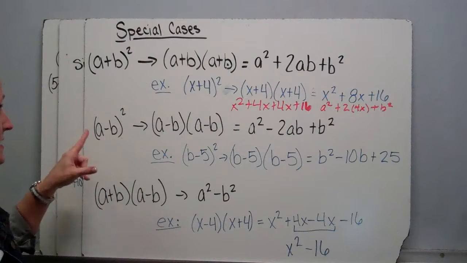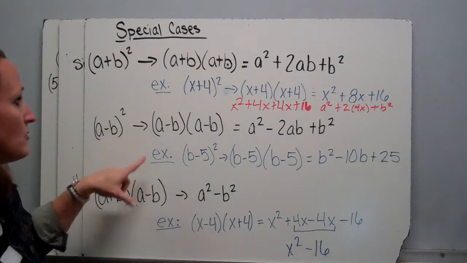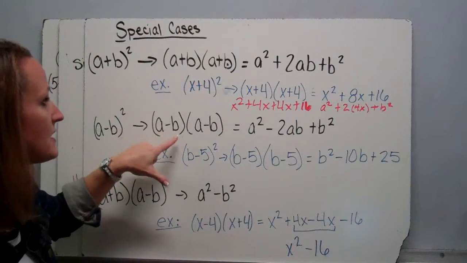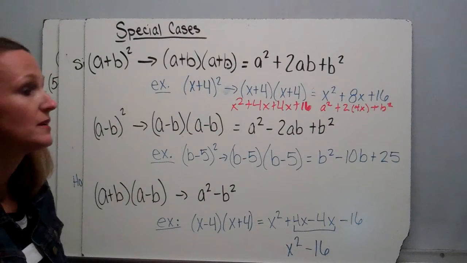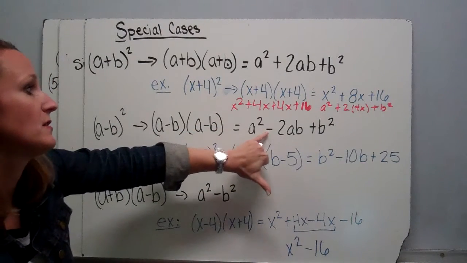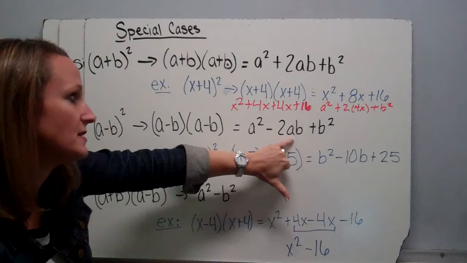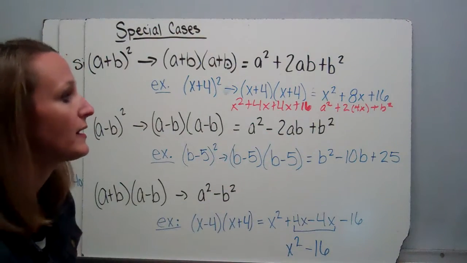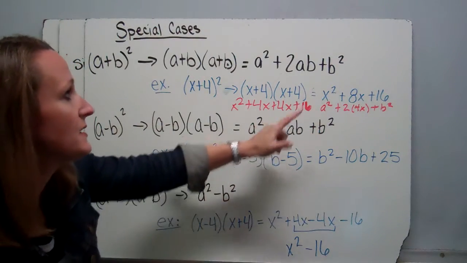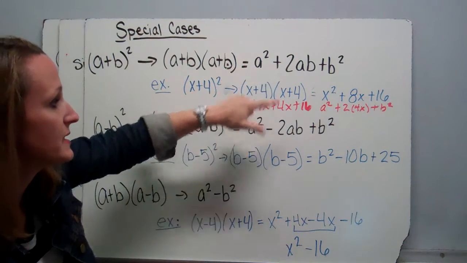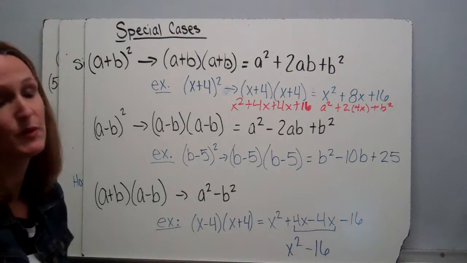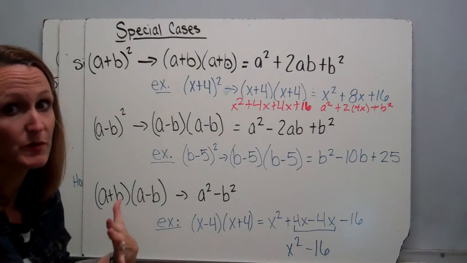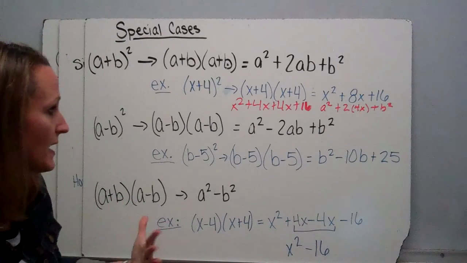Here's another special case, a minus b squared, which is the same as saying a minus b times a minus b. This one works out to be a squared minus 2 times a times b plus b squared. So same thing as up here, only instead of being a plus here, it's a minus. We still have a plus at the end. Why is that? Because remember, a negative times a negative is a positive.